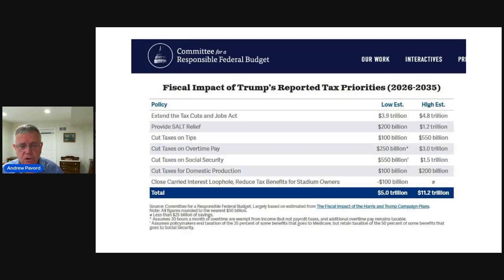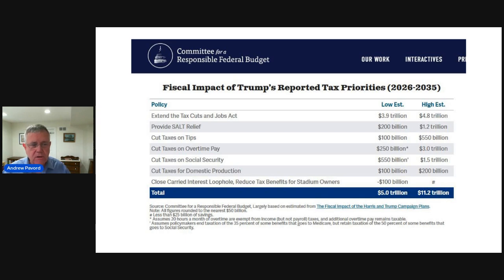And I'd just like to show you another view of the tax cuts that President Trump promised from the Committee for a Responsible Budget. They estimated that extending the Tax Cuts and Jobs Act of 2017 would be somewhere between $3.9 and $4.8 trillion over 10 years. So that's about the $400 billion we were talking about.